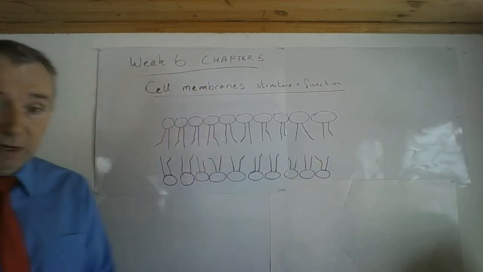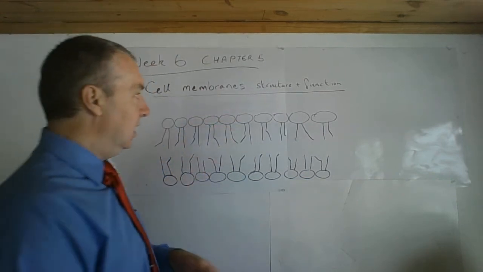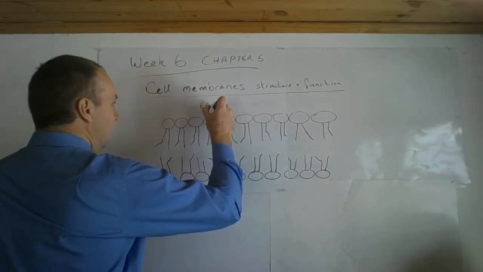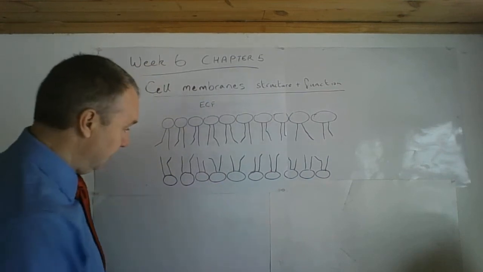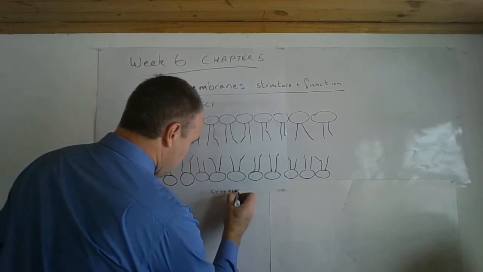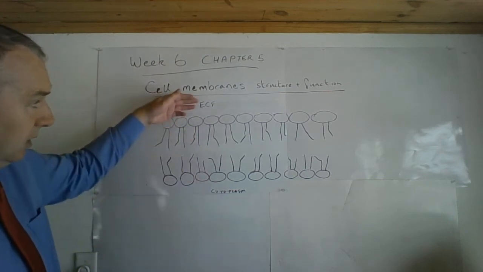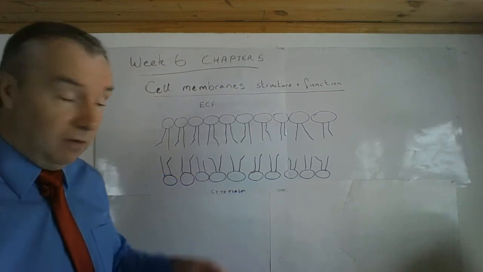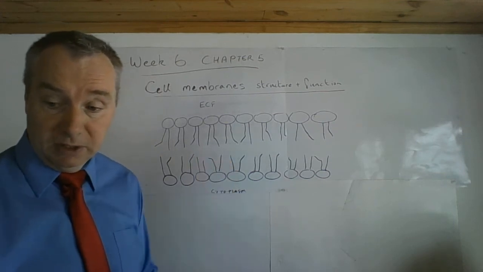So here we have our phospholipid bilayer, and that is the extracellular area. So we'll call this ECF, extracellular fluid, and this is intracellular fluid, or the cytoplasm. So what we have here is inside the cell and outside the cell, and between them we have this barrier of a phospholipid bilayer, called a bilayer because there are two layers of phospholipids.